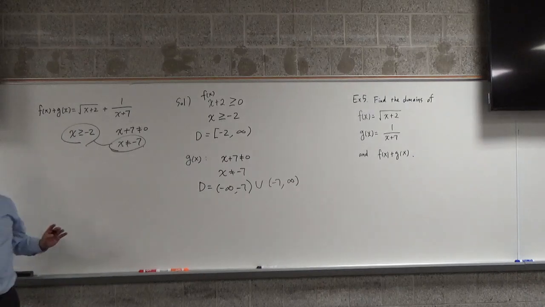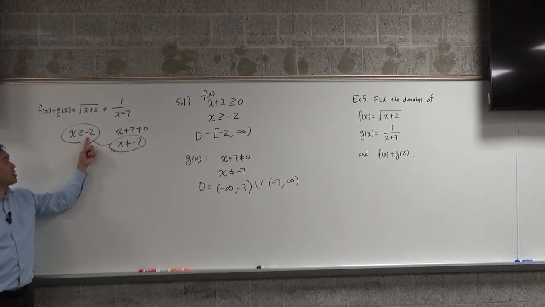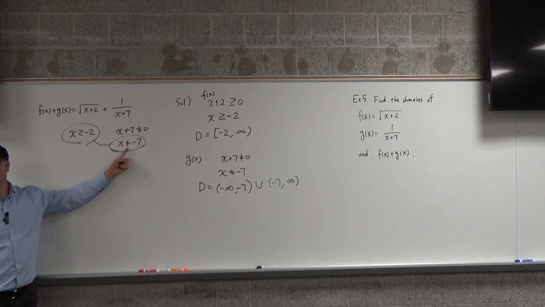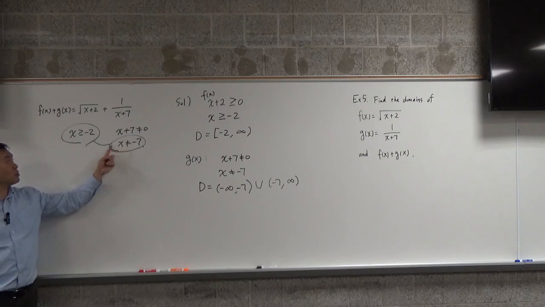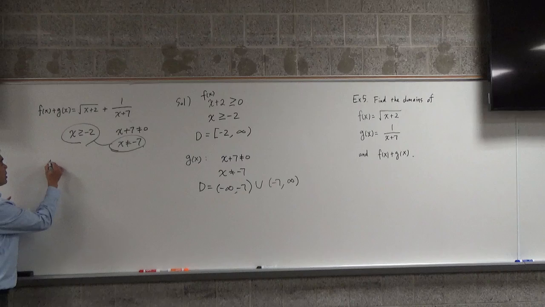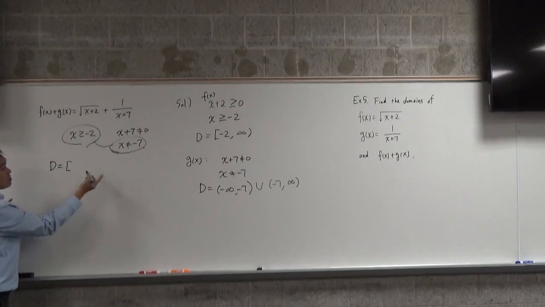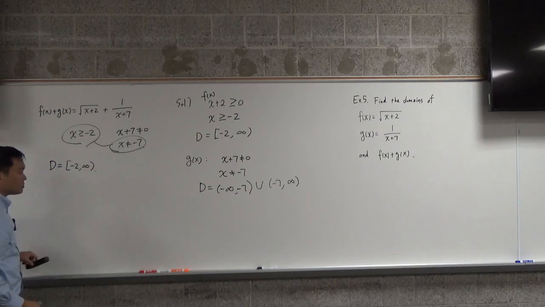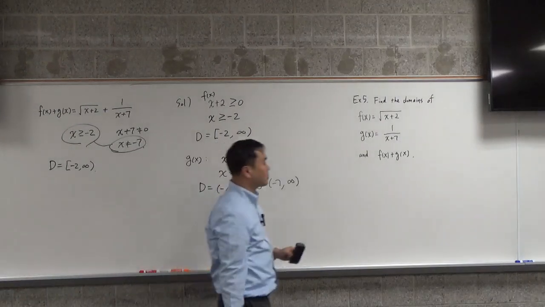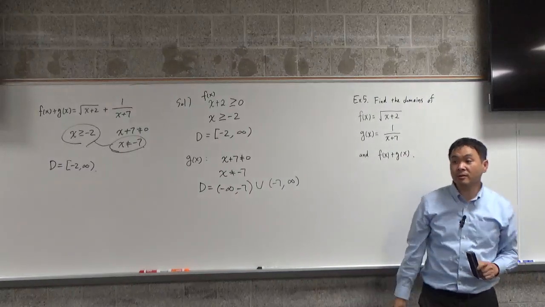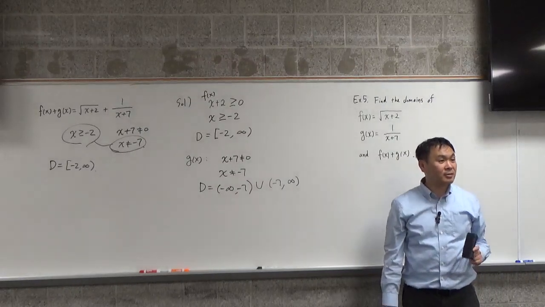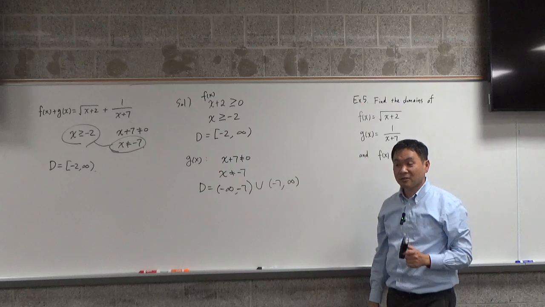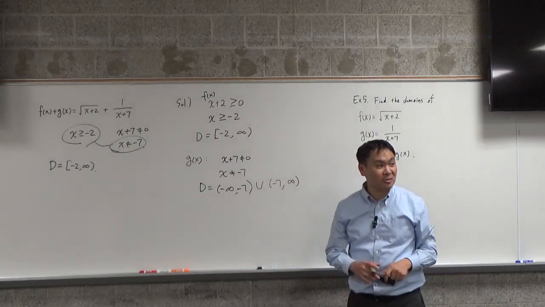But if you think a little bit more, if x is greater than negative 2, this never happens. So this just comes as automatic. You only need this. So in this case, the domain will be the same thing as f of x, negative 2 to infinity. Do you have a question here? If not, let's move on to the next question.